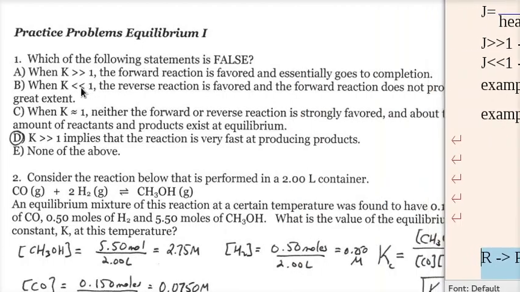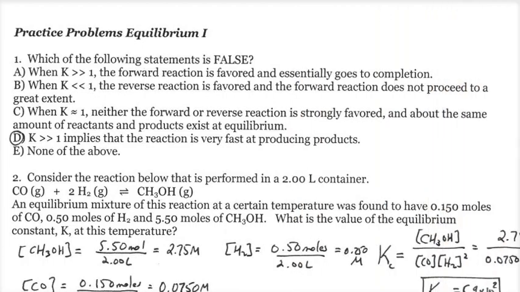And then K is much less than 1 is exactly the opposite. K is approximately equal to 1. So if K is about equal to 1, then of course neither. And then the one point that is important is that K, big K, which is very different than the little rate constant we were used to from last chapter. Big K has nothing to do with speed. Nothing at all to do with how fast the reaction happens, so that's why D is false.